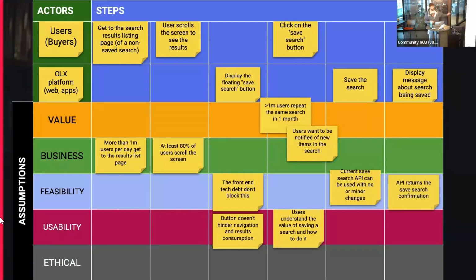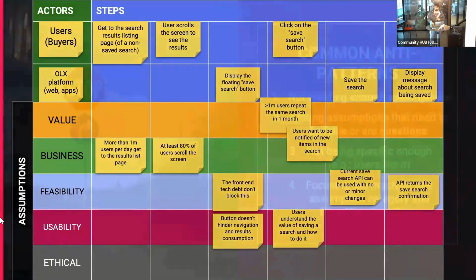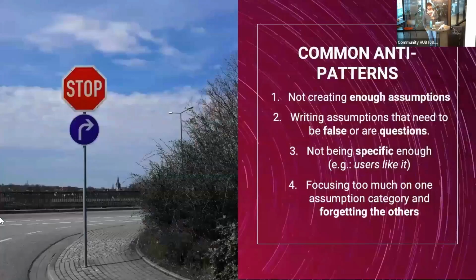So, a clarification here that people often trip on. This is what needs to be true for this step to work. So for the get to the search result listing step to work, at least 1 million users need to land on the listing page. It's not a question, it's not a negative thing or a risk. Just frame it as true. And this is one of the anti-patterns.